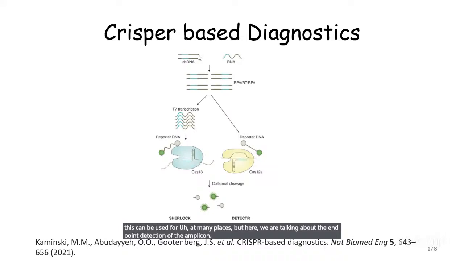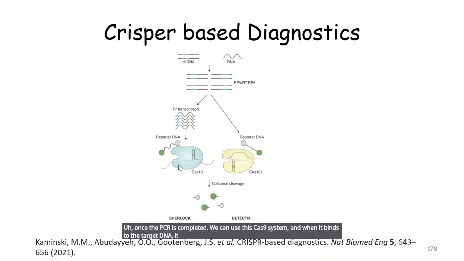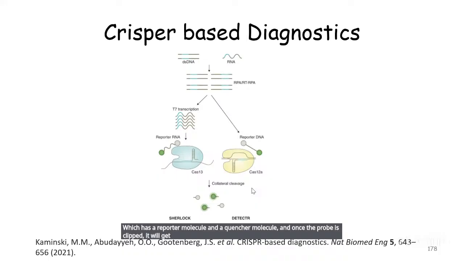Once the PCR is completed, we can use this Cas9 system, and when it binds to the target DNA, it gets activated and it breaks the probe, which has a reporter molecule and a quencher molecule. And once the probe is cleaved, it will get detected. This is CRISPR based detection. This is again an endpoint detection.